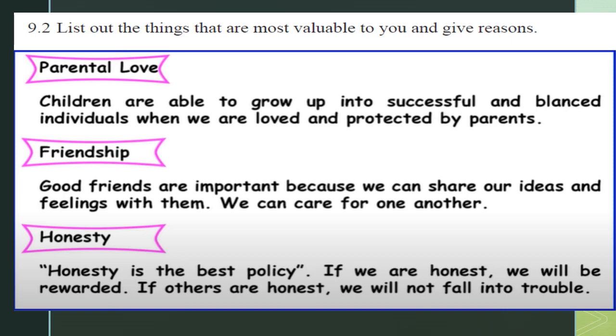Parental love. Children are able to grow up into successful and balanced individuals when we are loved and protected by parents. Friendship. Good friends are important because we can share our ideas and feelings with them. We can care for one another. Honesty. Honesty is the best policy. If we are honest, we will be rewarded. If others are honest, we will not fall into trouble.